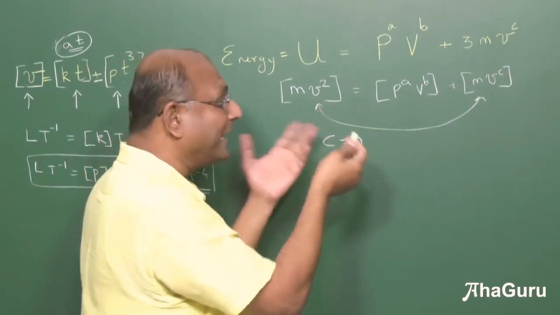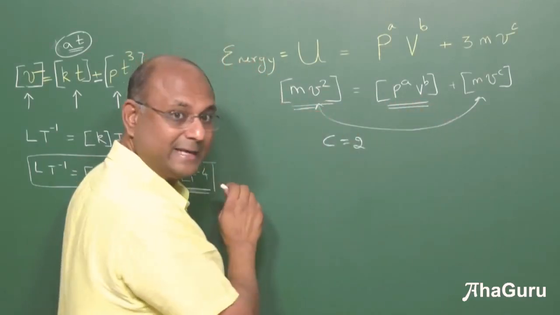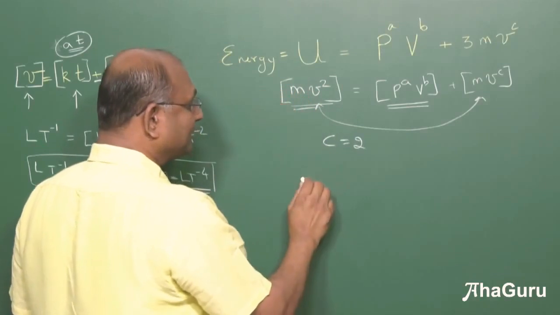I didn't even come to the dimensions part. Now similarly, this dimension and this dimension must be the same. Now what about this fellow's dimension?